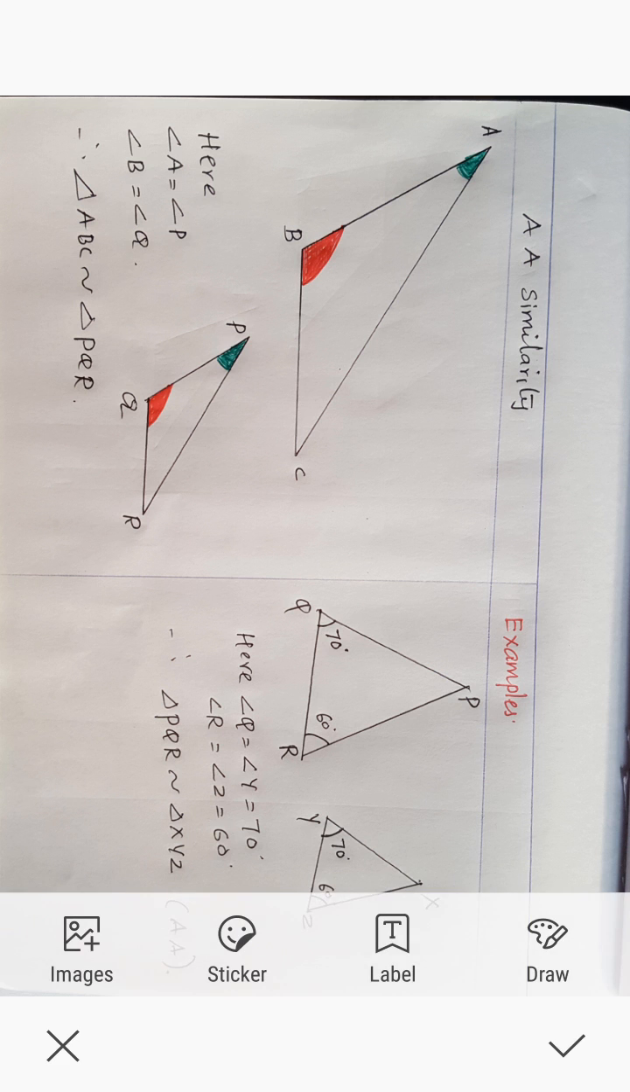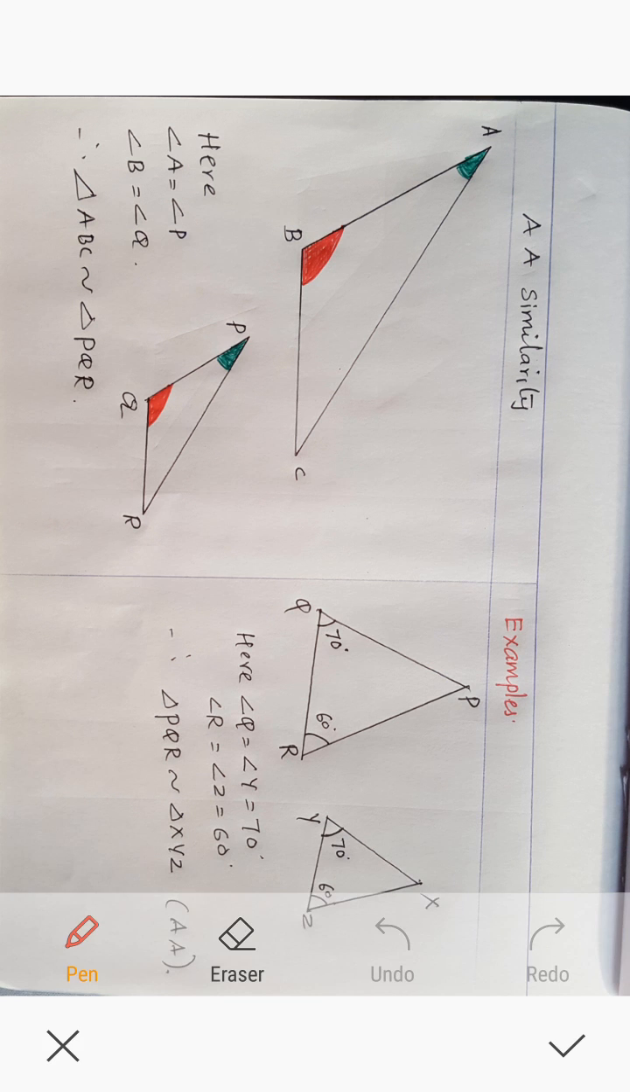Let's see now what is AA similarity. Actually, AA similarity and AAA similarity are the same. How are they the same? See, we can say two triangles are similar if two pairs of corresponding angles are equal. AA similarity says there is no need for all three corresponding angles to be equal. We should be able to find two pairs of corresponding angles equal. Then the triangles will be similar. Here angle B is equal to angle Q, angle A equal to angle P. Then we can say the triangles are similar.